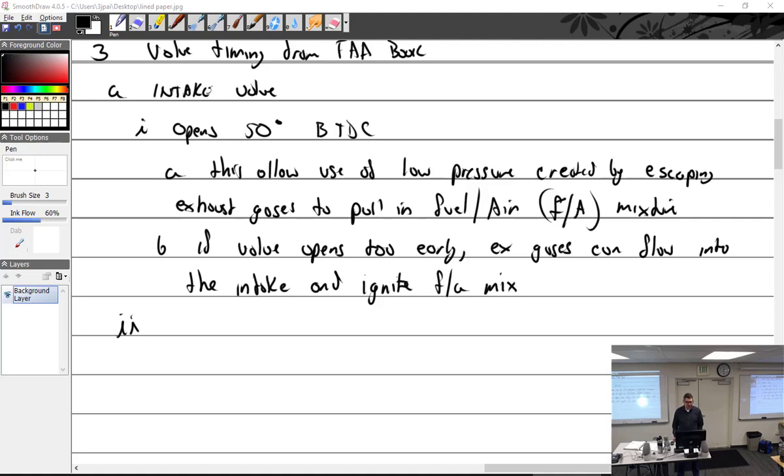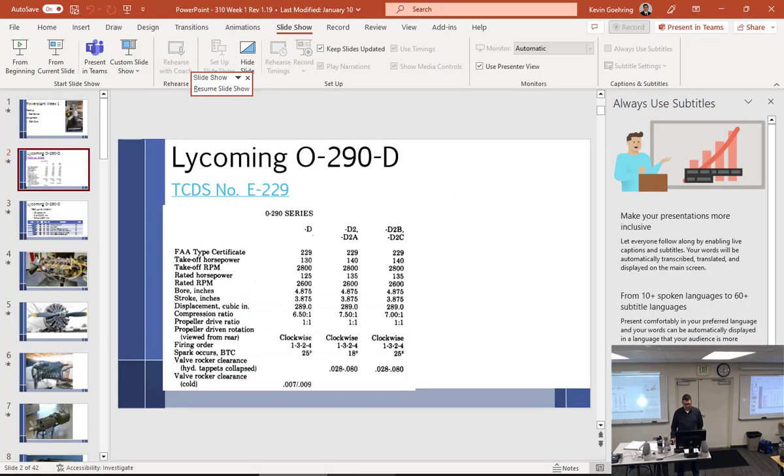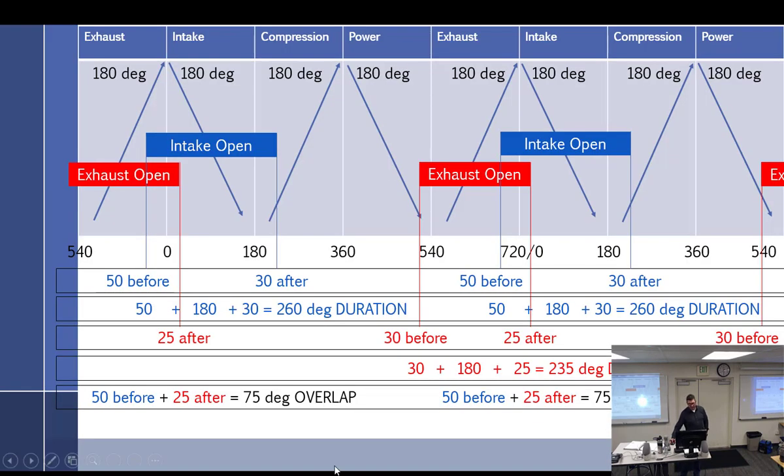Okay, so we left off yesterday. We had done the valves, talking about volumetric efficiency and valve overlap. What do you call it when the valve is open? It's called duration. There we go.